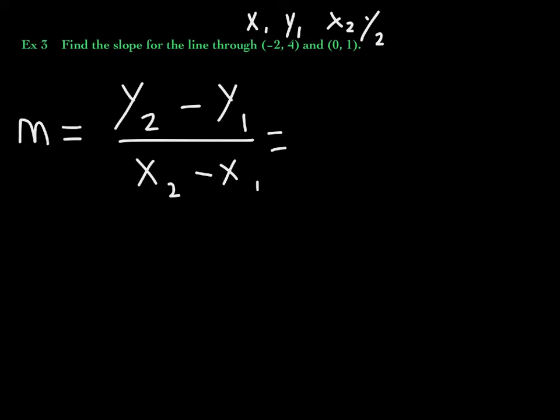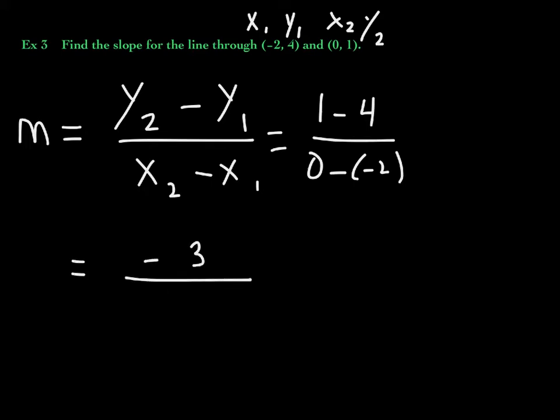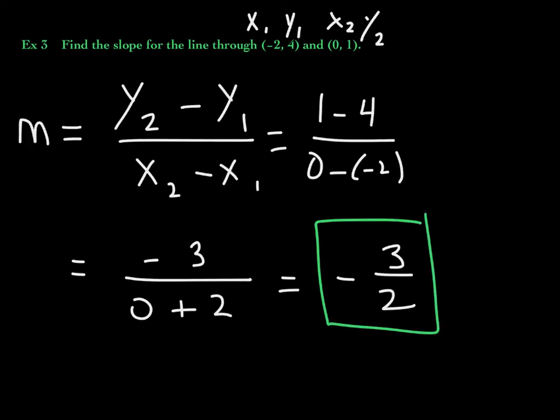But if you did it this way, it'd be 1 minus 4 over 0 minus negative 2. Now be very cautious about your signs here. 1 minus 4 is negative 3, and 0 minus negative 2 is just 0 plus 2. So then the slope is negative 3 over positive 2. Notice that I put the negative sign in front of the fraction, as opposed to on the 3. That's just a preference of mine.